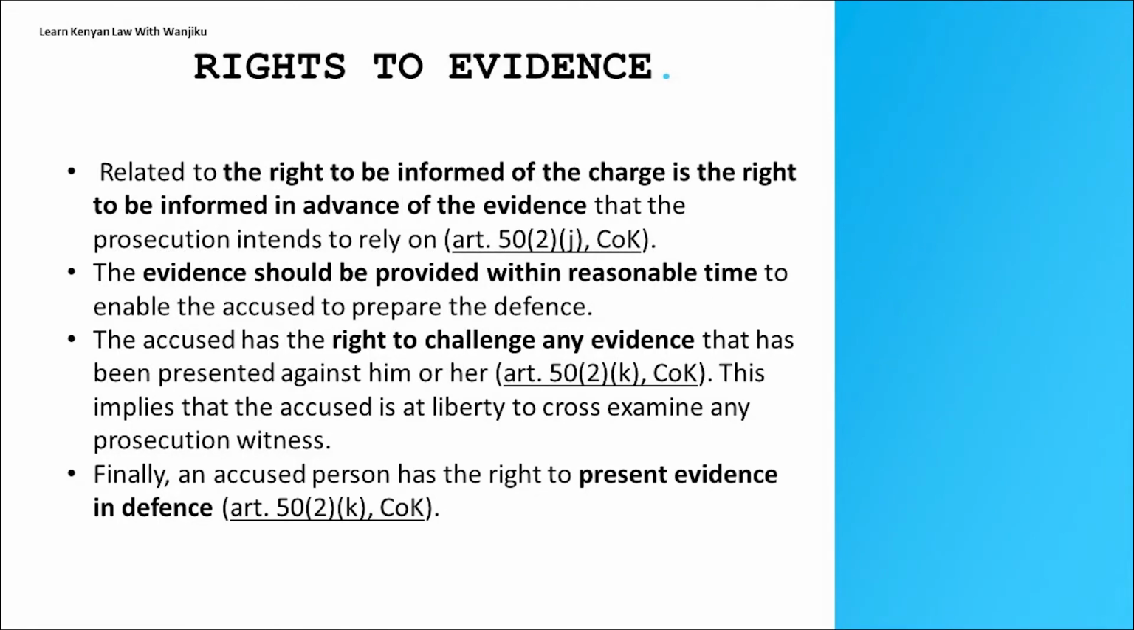Basically, as an accused person, you have a right to be informed in advance of the evidence that the prosecution intends to rely on. For example, you're being accused of robbery with violence, and the prosecution intends to rely on a knife that they found on the scene. You have to be informed prior. You should be given this evidence within a reasonable time so that you're able to also prepare your defense.